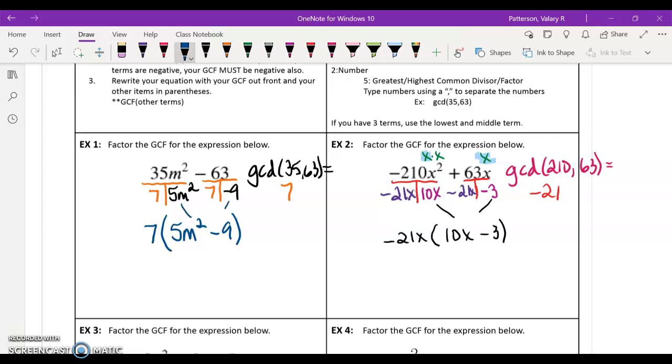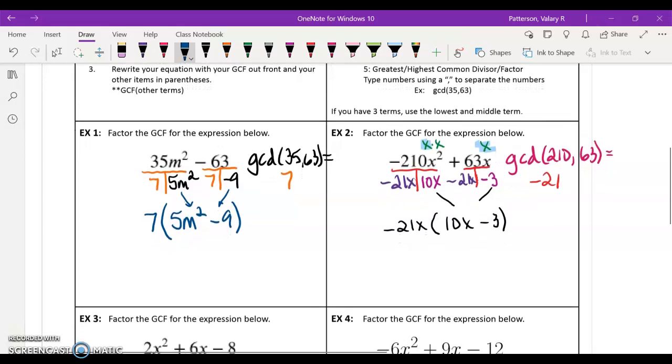Again, we just put those terms down here. Okay. How do y'all feel about that? Calculators are helpful in this. Okay, let's look at example 3.